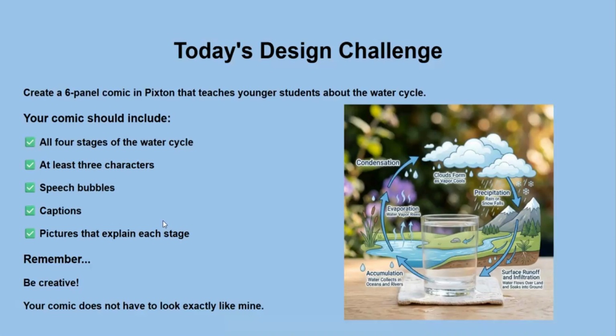You'll also need to include at least 3 characters. Now, these characters don't all need to be on the same page. At least 2 of them should, but just ensure that you have 3 characters total, along with speech bubbles, captions, and pictures that clearly explain what's happening in each panel. Now remember, your comic doesn't need to look exactly like mine, which we're going to go over in a minute, but I do want you to be creative, use your imagination, and make sure your comic is unique while still teaching the science correctly. And on the slide, you can see that we also need to make sure we include the 4 stages of the cycle, 3 characters, speech bubbles, captions, and then pictures that explain each stage. Just be creative.